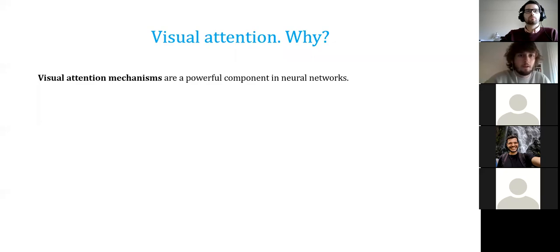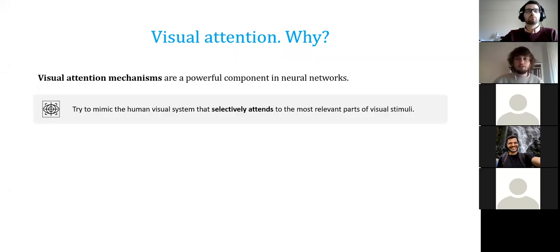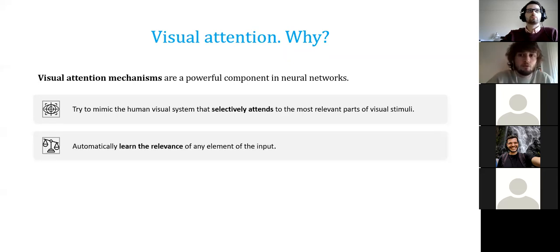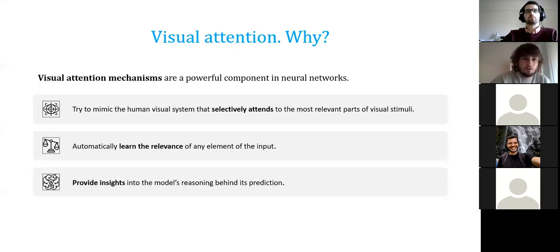Relevant regions. They appear as a way to mimic the human visual system that, due to its selection capacity, can process a lot of visual information simultaneously. And to do that, they automatically learn the relevance of any element of the input, and they generate a set of weights that are then used to make the decisions. And those weights also help to increase the interpretability of models, because they allow us to understand where the models are focusing when doing the proposed task.